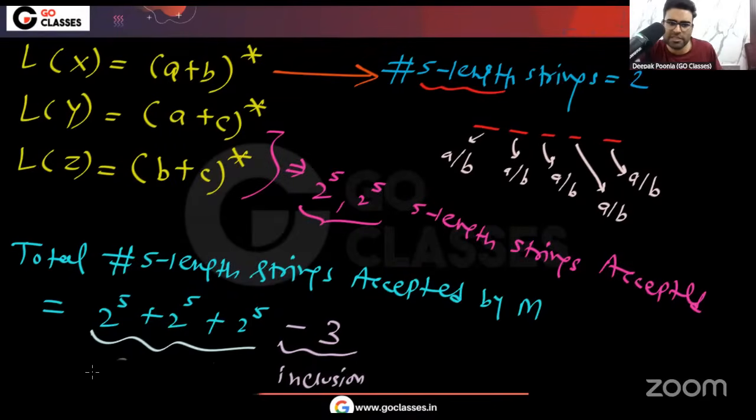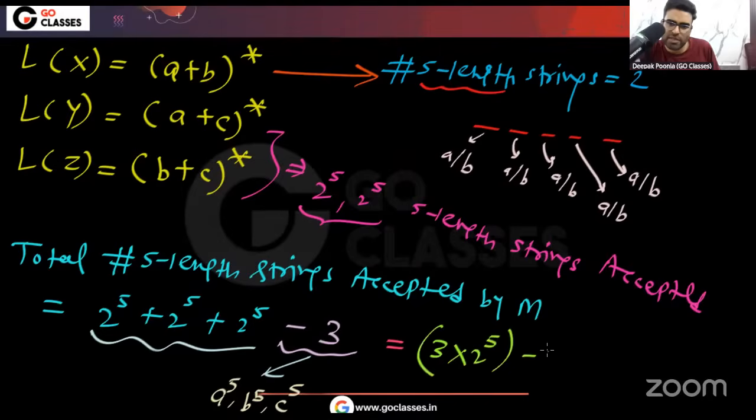So overall, basically, you should take care that you need to do this. Okay, why this 3? Why are we putting this minus 3? This is for A power 5, B power 5, C power 5. So finally your answer will be what? That will be 3 into 2 power 5 minus 3.